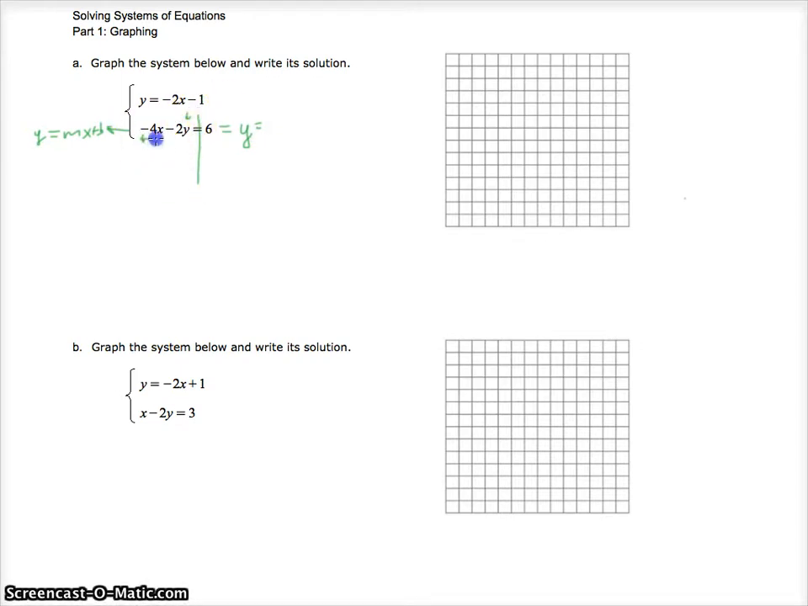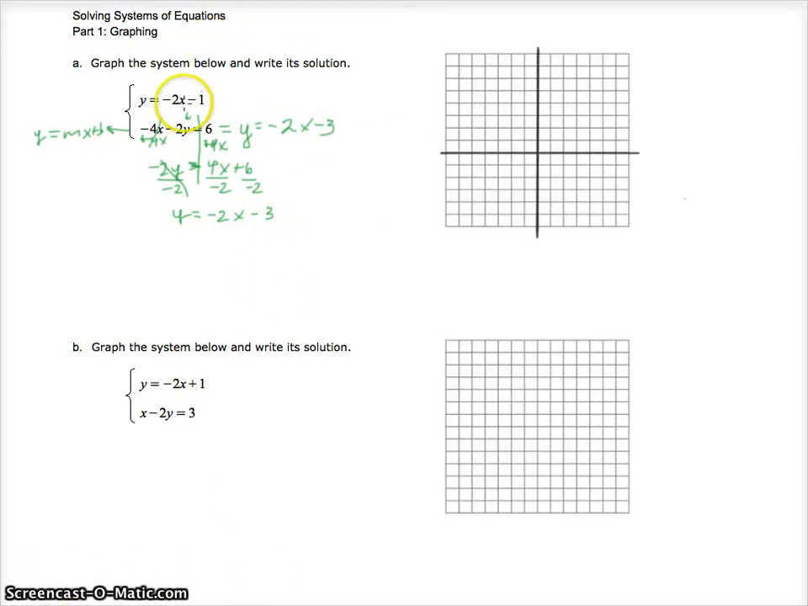So I'm going to add 4x to both sides. It cancels here. I'm going to add 4x over here. I get negative 2y equals 4x plus 6. Now I'm going to divide by negative 2 on both sides. So y equals 4 divided by negative 2 is negative 2x minus 3. So my y is negative 2x minus 3. So let's graph this.